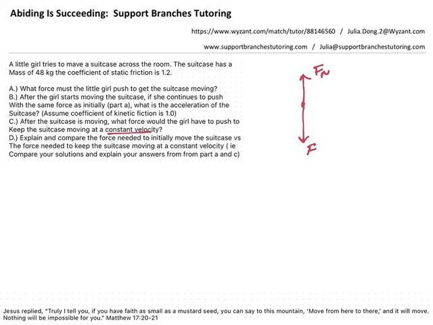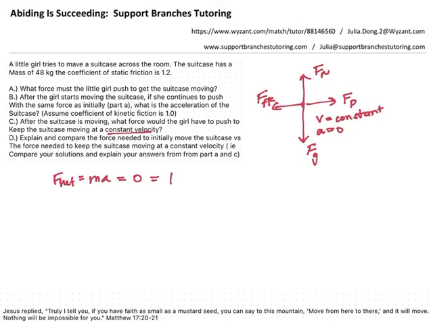But now it's asking us a different question. It's asking us, well, what if we don't want to have an acceleration? We want to have a constant velocity. A constant velocity means that there is no acceleration. Then we still have F net equals mass times acceleration, but our acceleration here would be 0. And that has to equal the sum of the forces in the horizontal direction. So we would have the push plus kinetic friction.